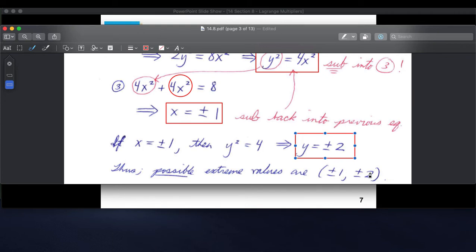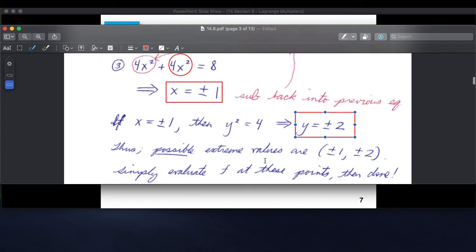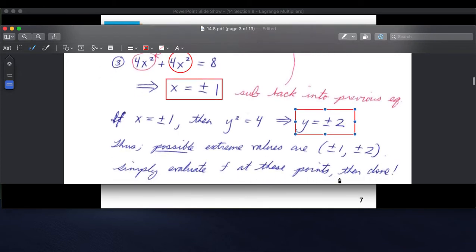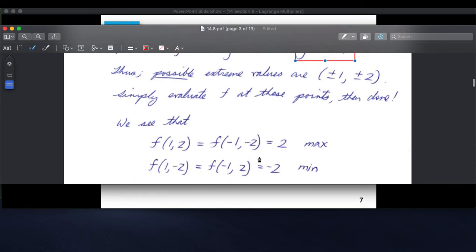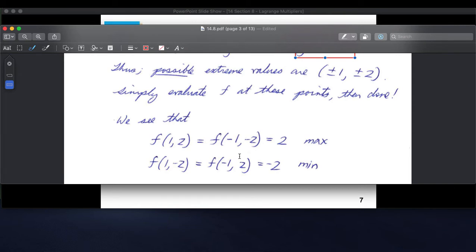So if you guys already can see, that means there are 4 possibilities here. But guess what I do with these 4 possibilities? I simply evaluate f at every single one of these points, and then we'll be done. So I'm going to go ahead and take these points here. There's 4 possibilities, and we're going to plug them into f itself and find out what's our min and what's our max.